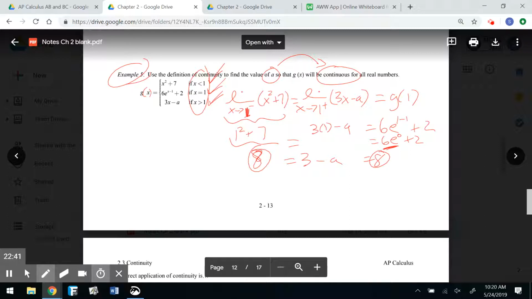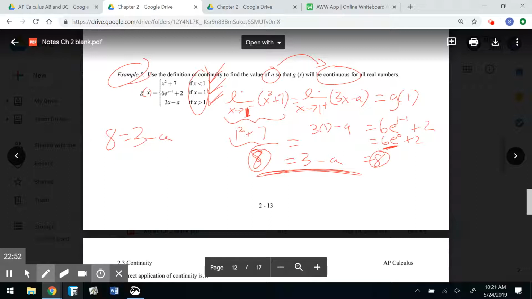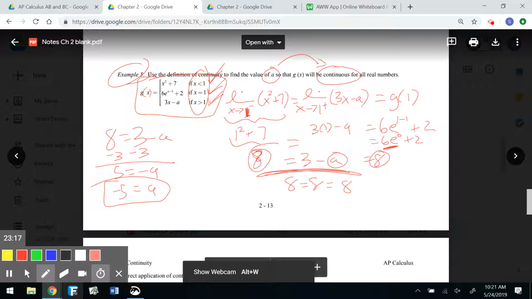Because I need all 3 of these things to match up. Now I'm going to work with 8 equals 3 minus A. Why am I going to work with that? Well, 8 is equal to 8, so I don't have to use that last piece. And guess what? That's going to enable me to find out what A is. Do a little math here. I get 5 equals negative A, so A is equal to negative 5. So guess what that means? If I plug a negative 5 into this right here, I get 8 equals 8. And what does that mean, class, if all 3 of those are equal to each other? That means that we are dealing with a piecewise function that is continuous everywhere.